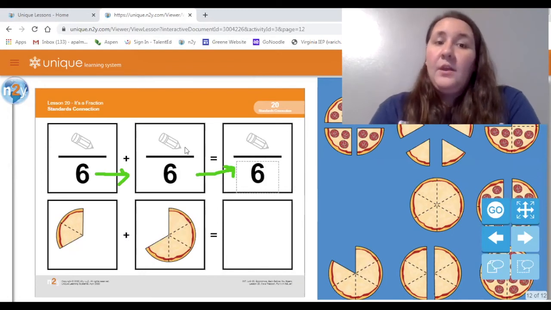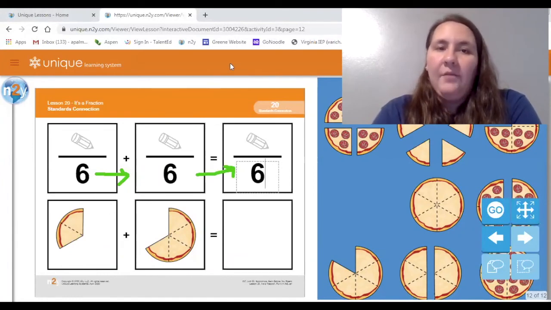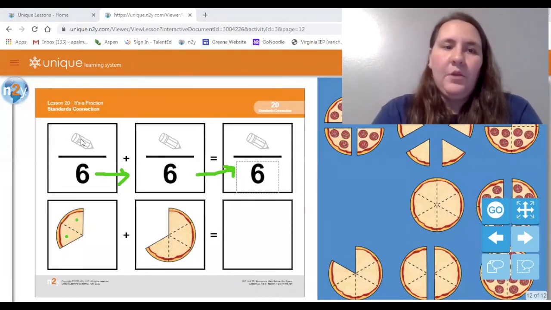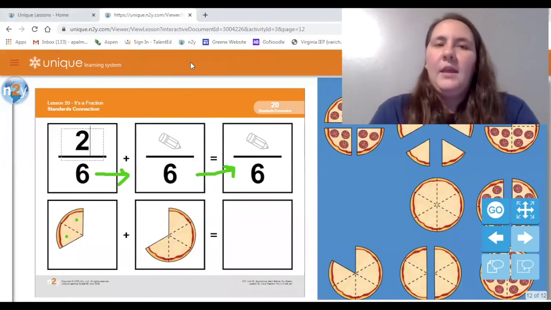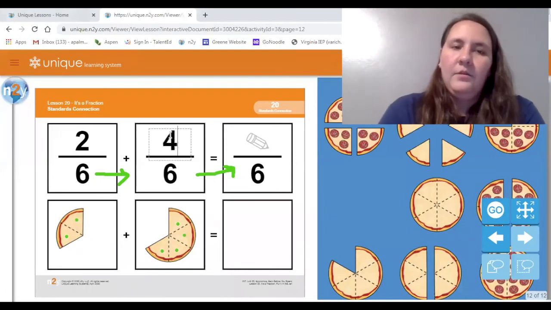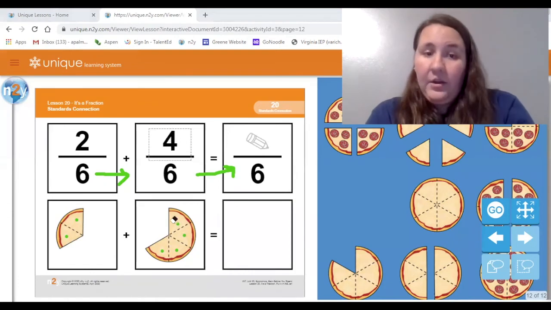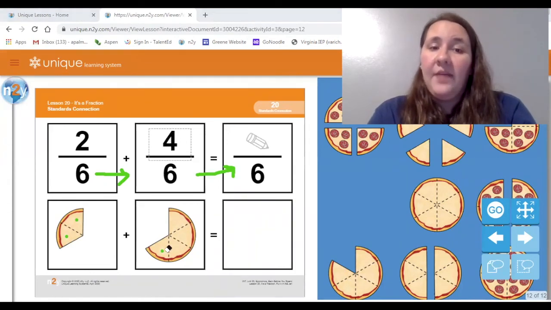Okay, now we need to figure out our numerators, how many we have all together, okay? So how many pieces do we have for this problem? Let's count together. Ready? 1 and 2. Great counting. So let's put our 2. And how many pieces do I have for this problem? 1, 2, 3, and 4. Beautiful job. I'm going to put a 4 here. And now I need to add these together. So I'm going to erase my dots that I already used because I need to count them all together by adding on.